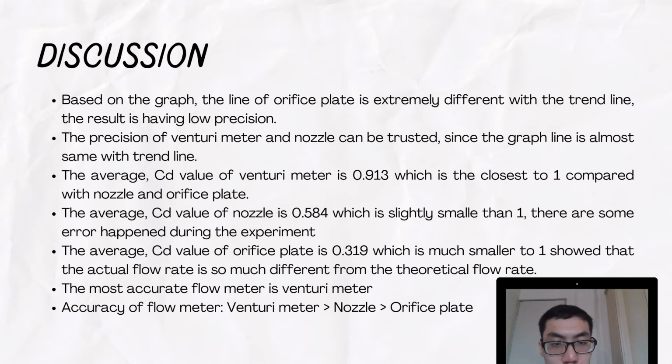The average CD value of venturimeter is 0.913, which is closer to 1 compared with nozzle and orifice plate. The average CD value of nozzle is 0.584, which is slightly smaller than 1. There are some errors that happened during the experiment. The average CD value of orifice plate is 0.319, which is so much smaller than 1, showing that the actual flow rate is so much different from the theoretical flow rate. The most accurate flow meter is venturimeter. The accuracy of flow meters is venturimeter above nozzle above orifice plate.